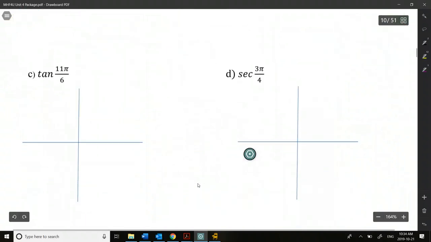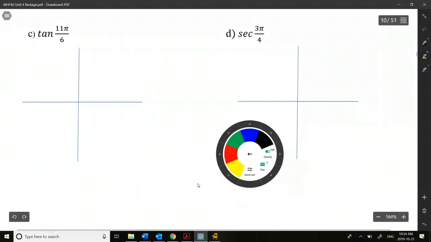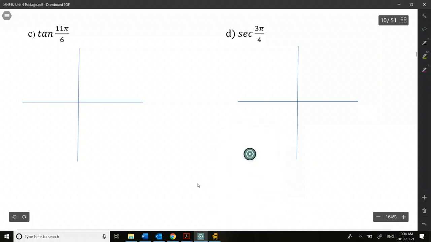Okay, want to try a couple more here. 11 pi over 6. 11 pi over 6 is just before 12 pi over 6. 12 pi over 6, if I reduce it, that's 2 pi, right? So if I think about 2 pi, that's like the 360 line. 11 pi over 6 will be pi over 6 before 12 pi over 6. So 11 pi over 6 is going to end up like right here.